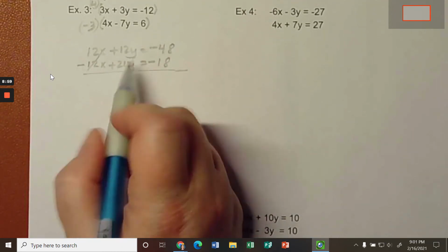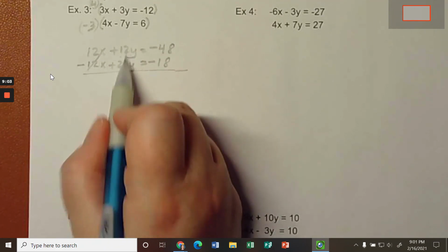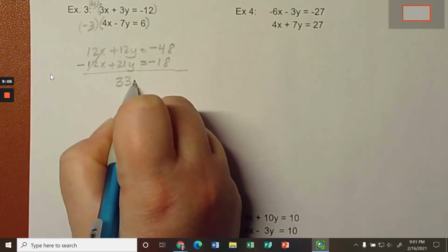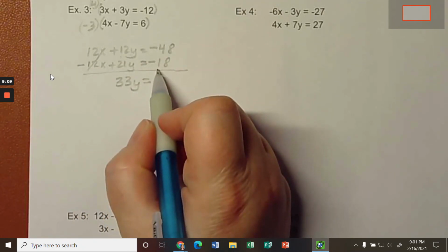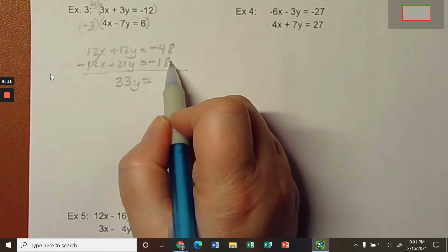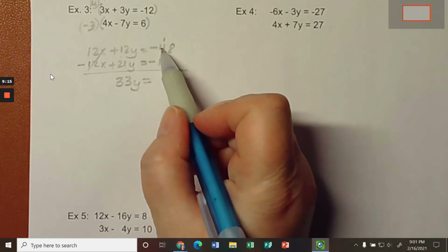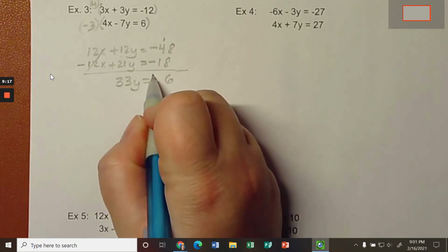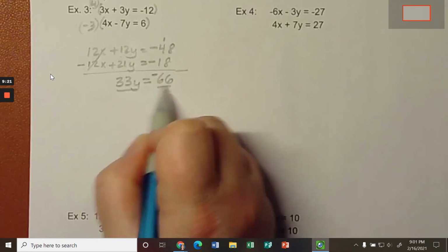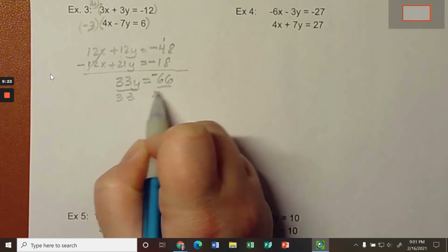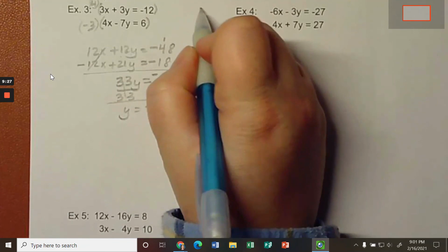Okay, so then I have 12y plus 21y gives us 33y equals negatives plus negatives equals even more negatives. So 8 plus 8 is 16, right? The 6, carry the 1. 4, 5, 6. So negative 66. Then divide each side by 33 to get y equals negative 2.